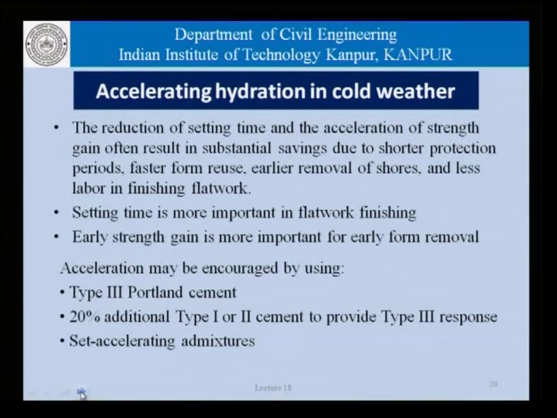If the form work cannot be removed, the cycle time for the next pour is adversely affected, and that happens whether the concreting is being done in cold weather or at normal temperatures. Therefore, if we are able to ensure early strength gain, we would be able to get a more productive cycle. This acceleration can be achieved by using appropriate Portland cements. We can use additional cement, or we can use set accelerating admixtures or accelerators.